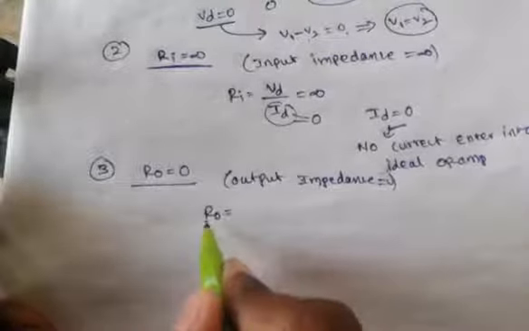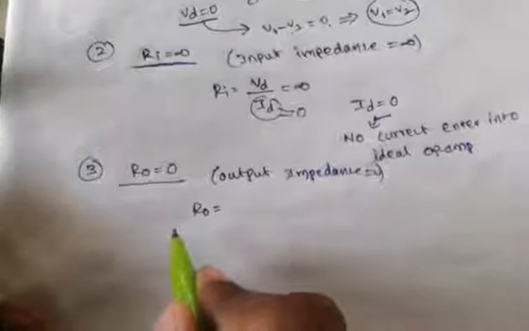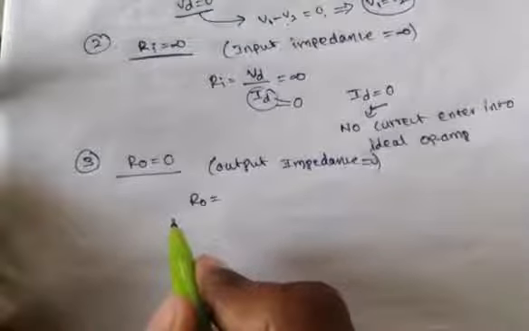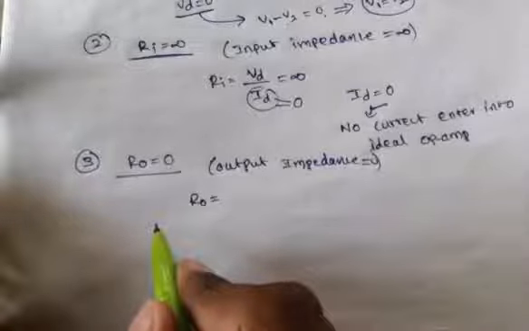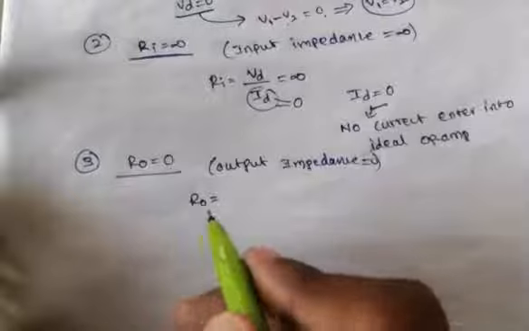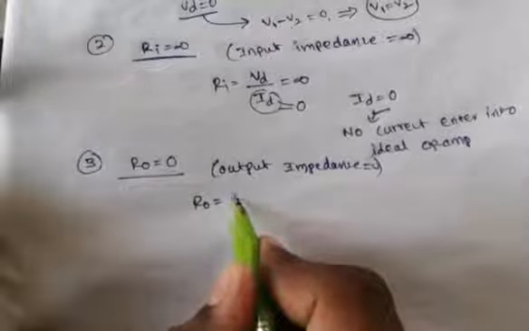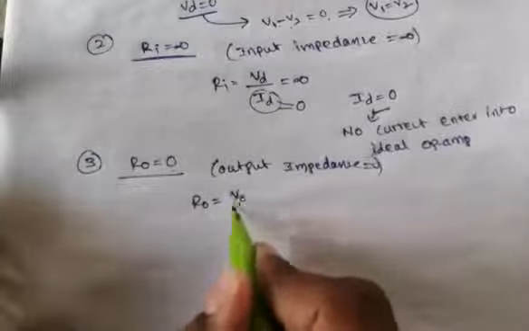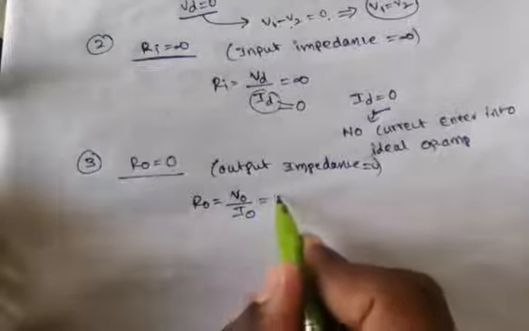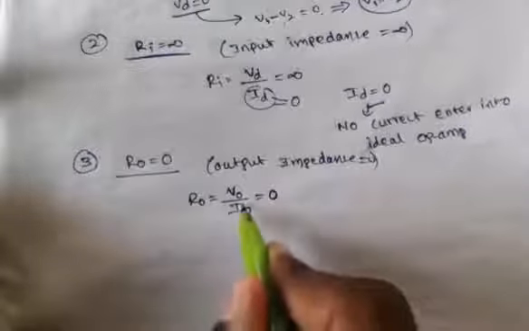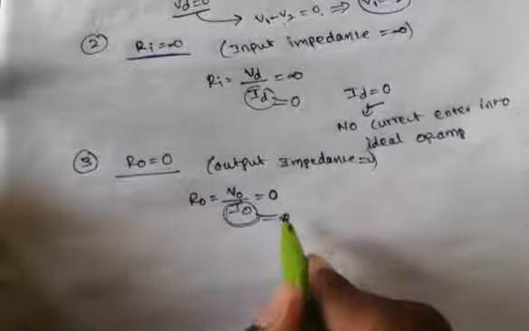Output side resistance is nothing but impedance; impedance is nothing but resistance only. Impedance, we use the term for AC. Resistance, we use the term for DC input. So R0 is the ratio of output side voltage by output side current. This value is equal to 0, means this current should be infinity.